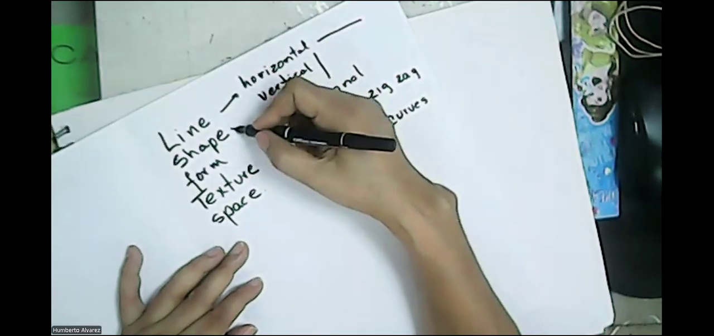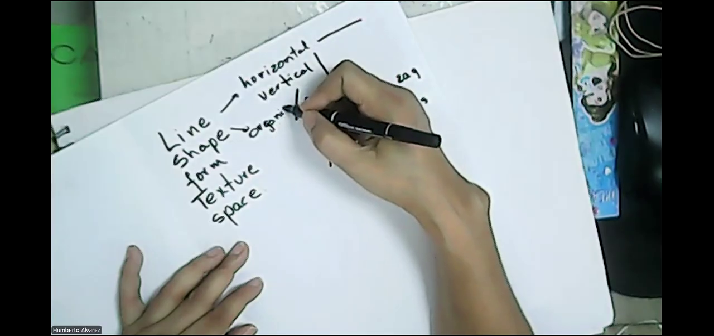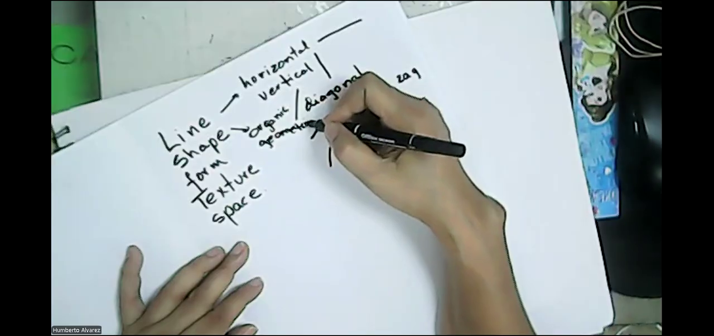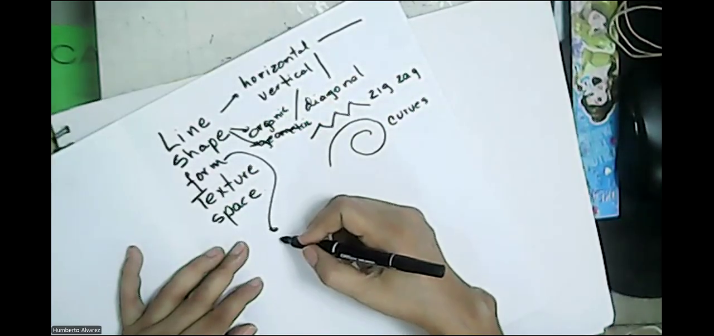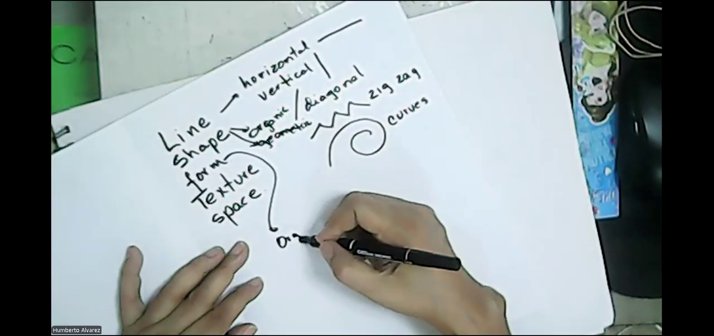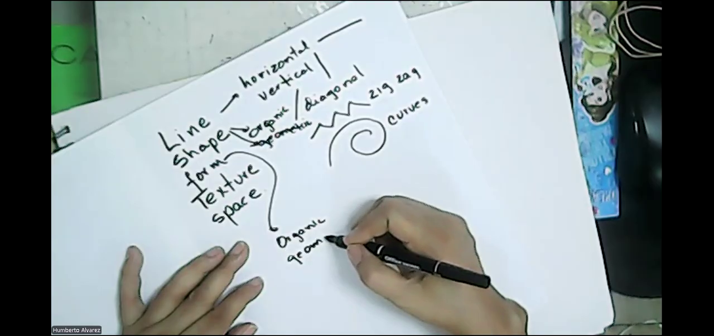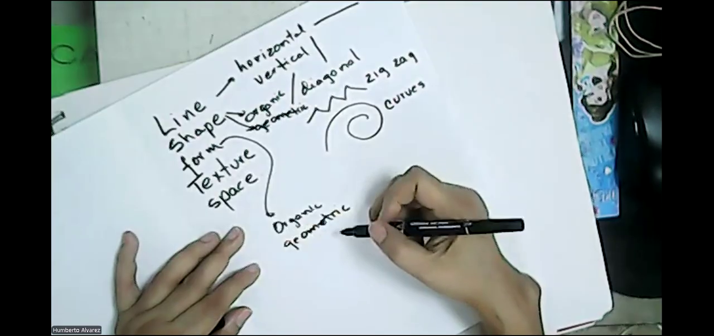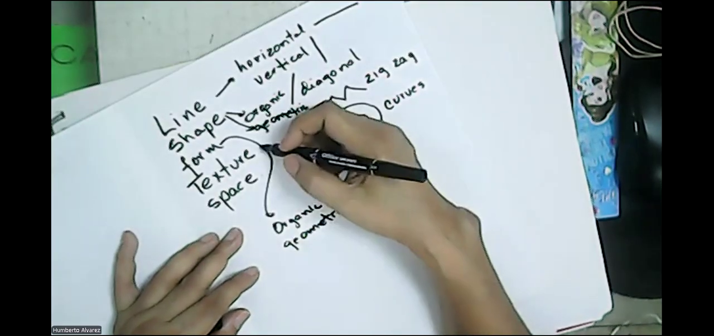Also, we have shapes, we have organic and geometric. I didn't think this through. Form, also, we have organic and geometric. I think I will do a video only to explain this and do a project regarding elements of art.